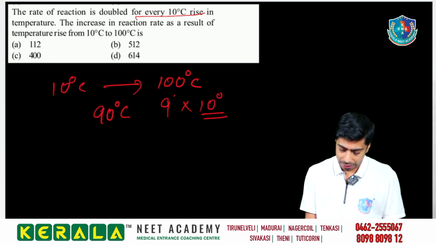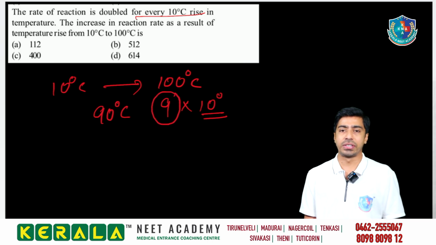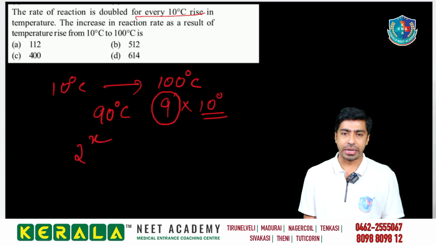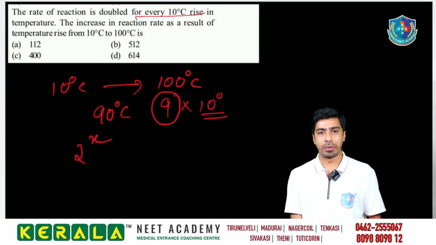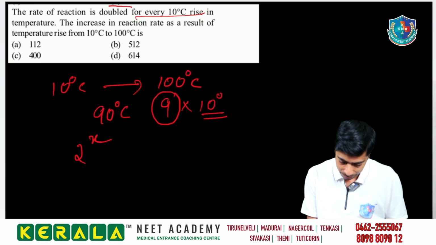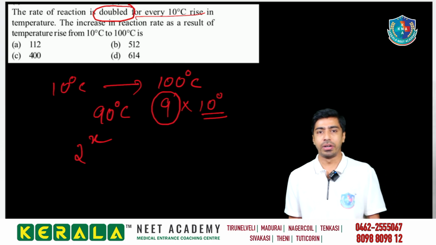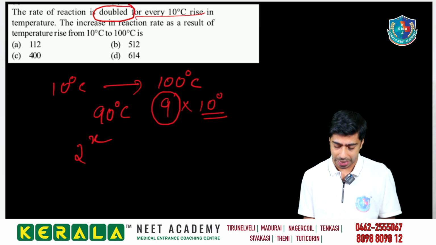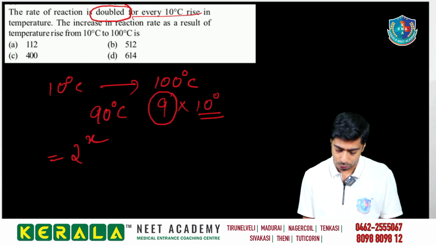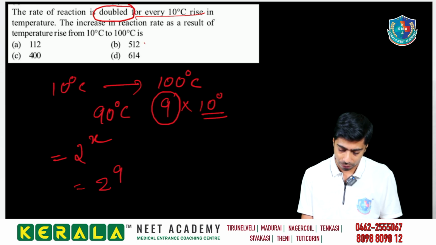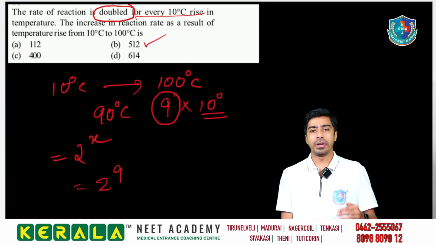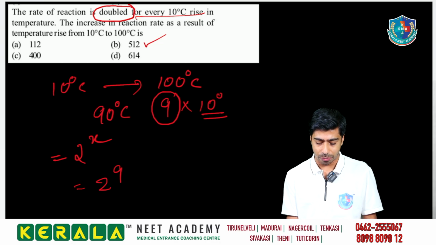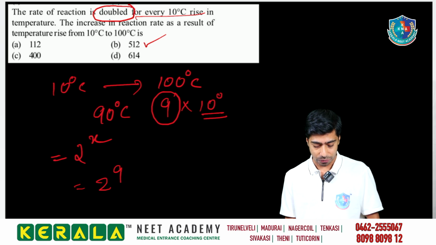So if 10 degrees Celsius is increased 9 times, then it will be like 2 to the power x, where x indicates each 10 degree rise in temperature. I am giving this 2 because the rate is doubled. If it is mentioned as tripled, then we have to give it as 3 power x. So the total increase in the rate of the reaction will be 2 power x, that is equal to 2 power 9, and 512 will be the answer. That means when temperature is increased from 10 degrees Celsius to 100 degrees Celsius, the rate of the reaction will be increased by 512 times.